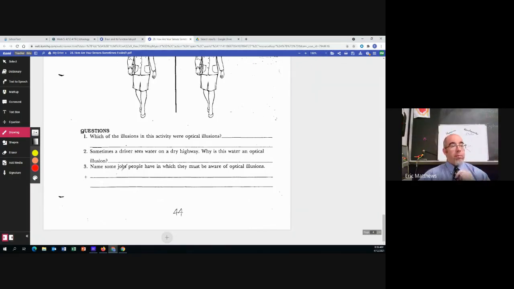Number 3, name some jobs. Name 3 jobs that people have where they have to be aware of optical illusions. Hint, one of them was answered in the last question. And that's the lab.